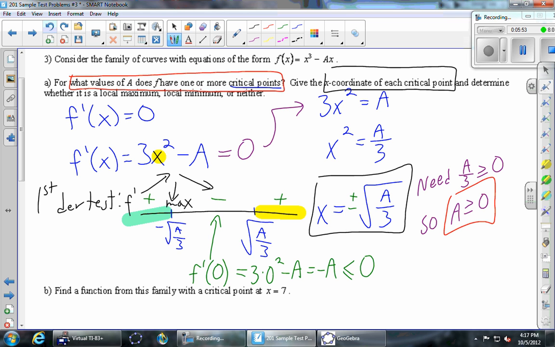And then the function goes from decreasing in the middle to increasing at the end because f prime is positive. So I think what that means is that out here at root a over 3, we have a min. So those are our answers. Negative root a over 3 is a max. Positive root a over 3 is a min. I guess we'll write that down over here.